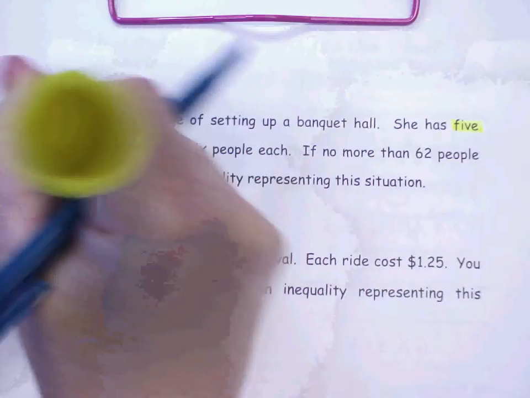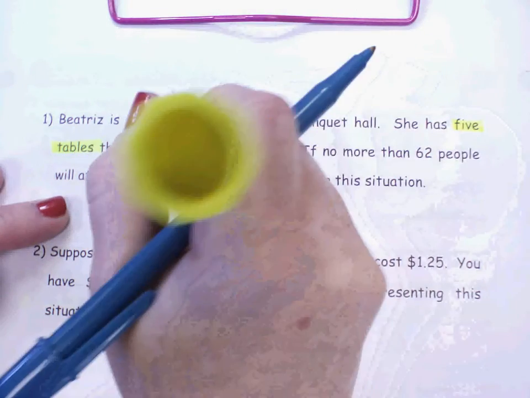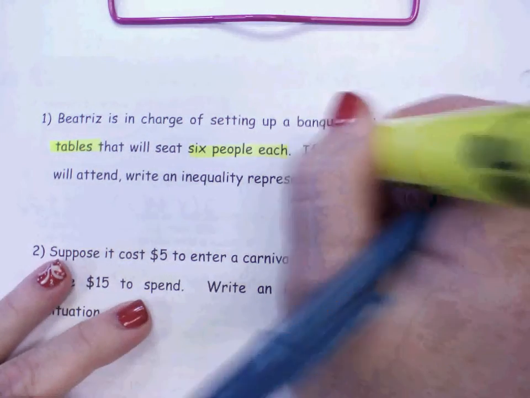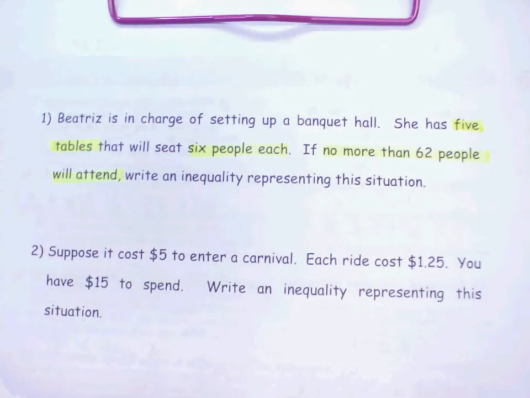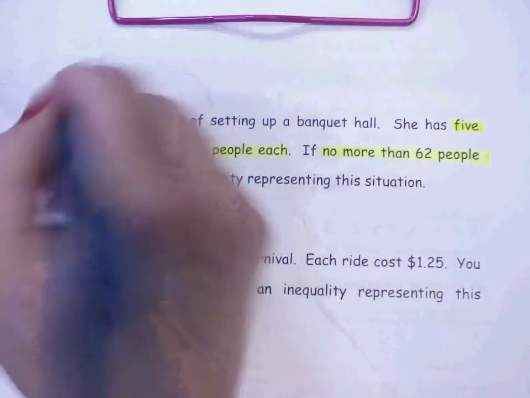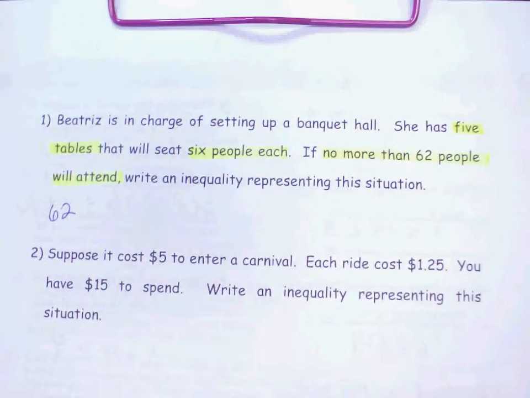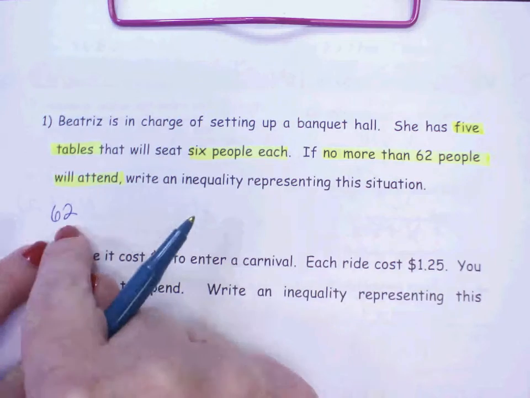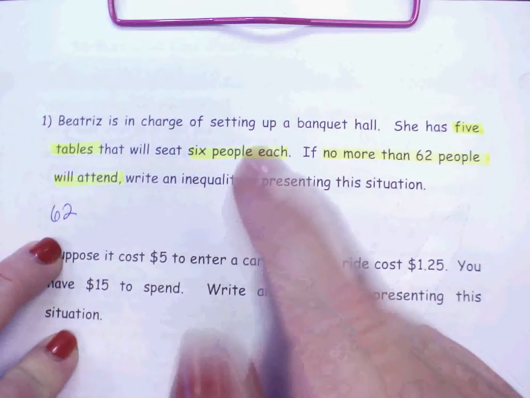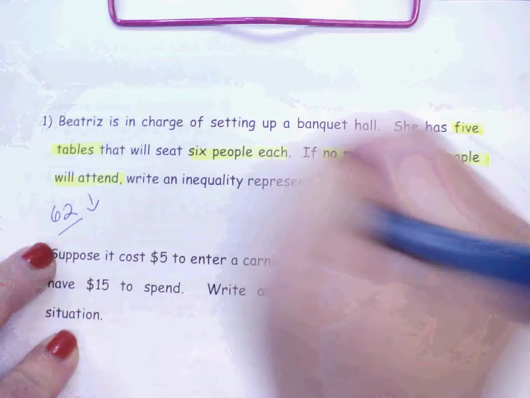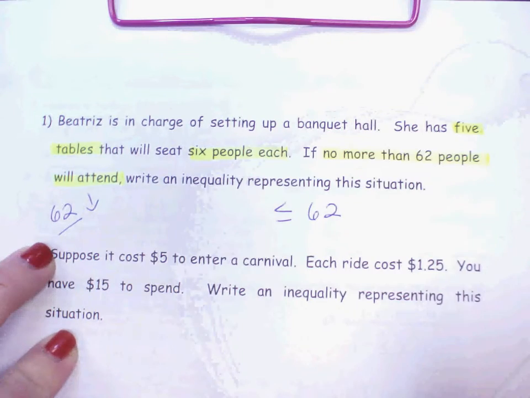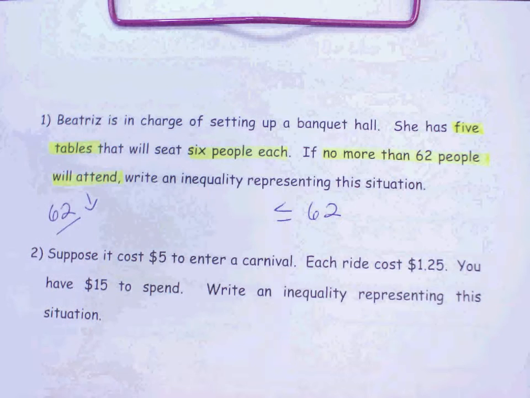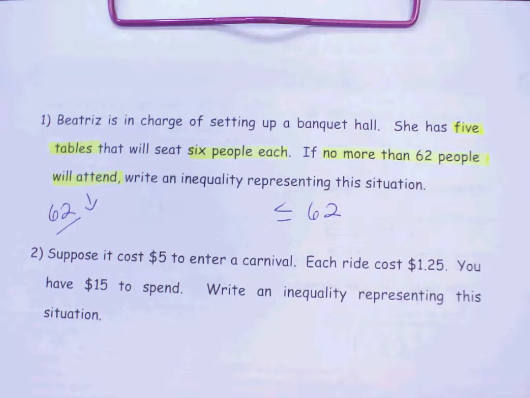Beatriz is in charge of setting up a banquet hall. She has 5 tables that will seat 6 people. No more than 62 people will attend. And we've got to write an inequality. Okay, so your number is 62. Will 62 people go to this banquet? Yes. Will more people go or less than 62? Less than. So it has to be less than or equal to 62.